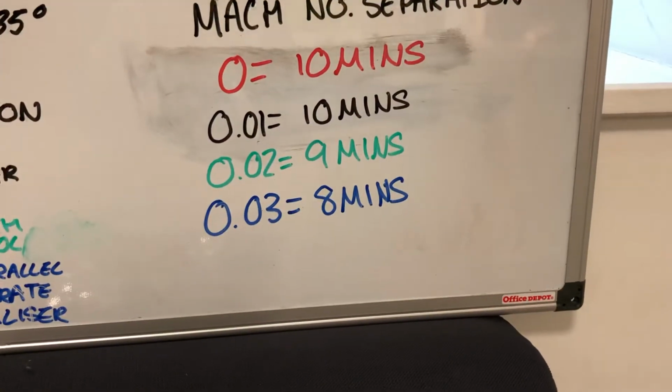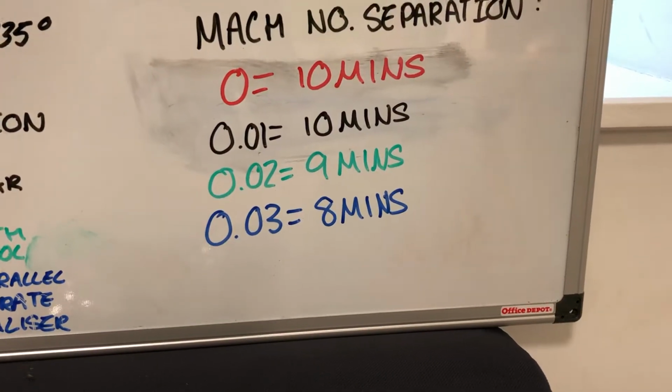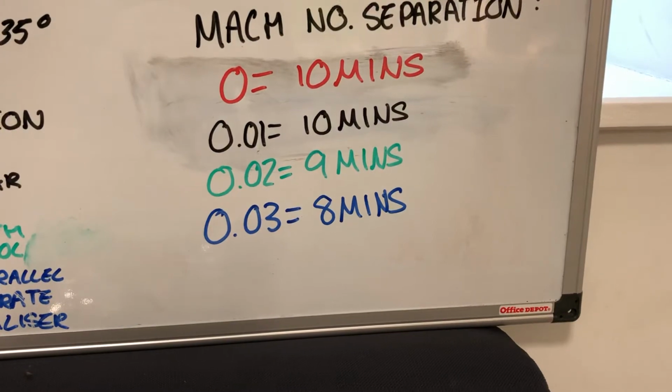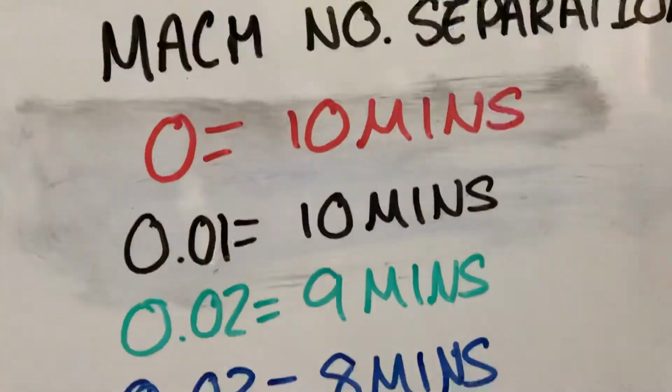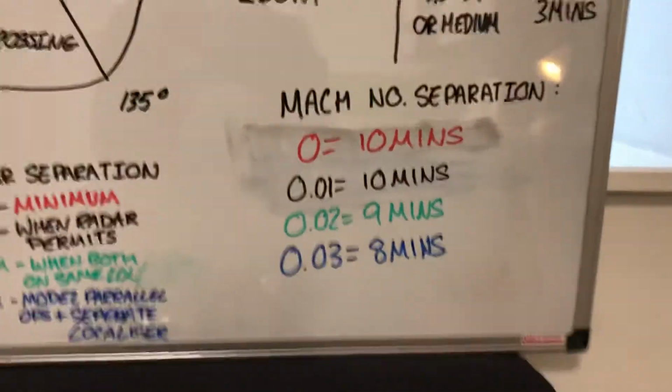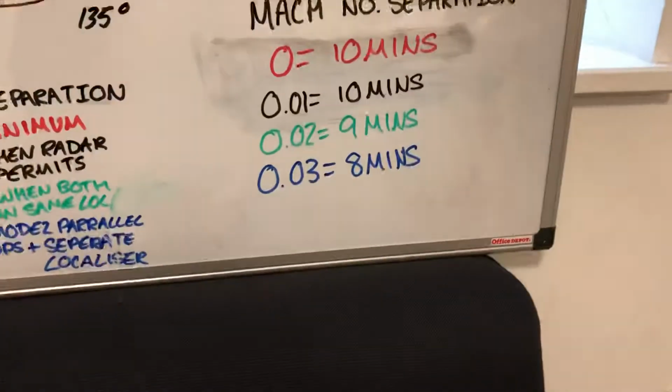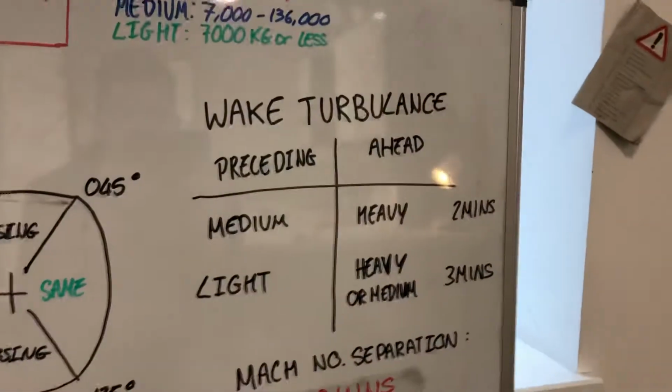However, it then drops. It's quite easy to remember. As the Mach number increases by 0.01, you can remove a minute. Just remember the rule for the 0 and the 0.1 doesn't really change. That's quite straightforward. Comes up a bit, not too much.